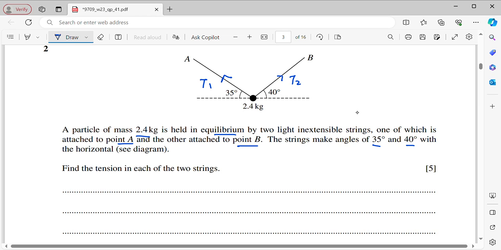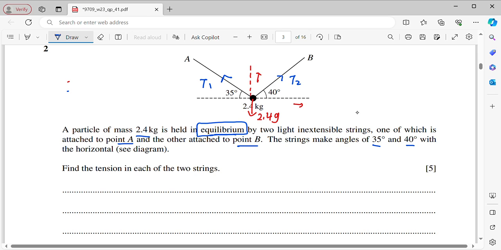Now the keyword is equilibrium. When it is in equilibrium, it means that this is not moving. So now I need to resolve. When you resolve, you have to resolve vertically or horizontally. For the 2.4 kilograms, the weight is 2.4 g, because the weight is mg.